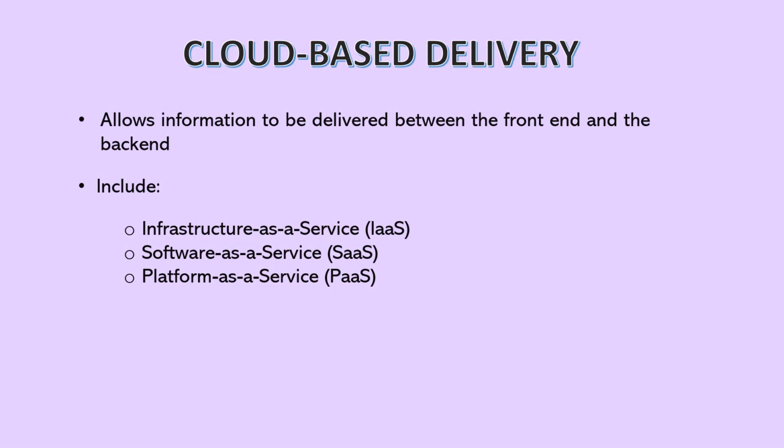Now let's talk about the third and final part of the cloud architecture: the cloud delivery system. This is what allows information to be delivered between the front end and the back end. It includes service models such as infrastructure as a service, software as a service, and platform as a service.